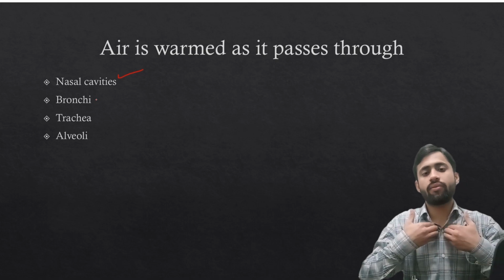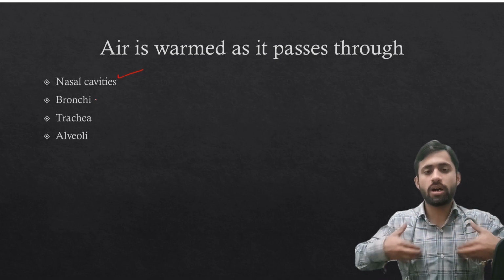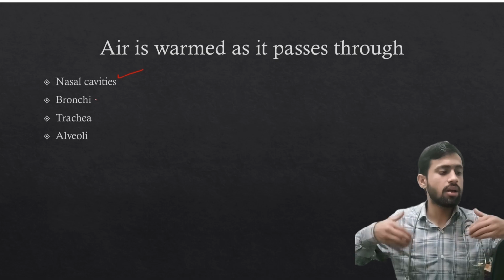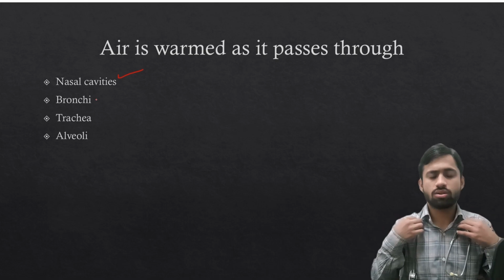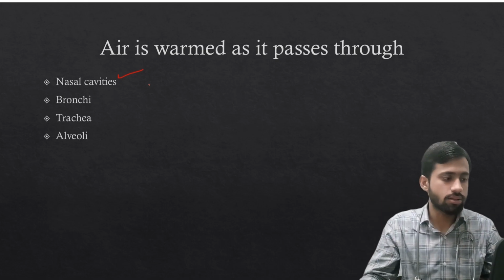Bronchi is right over here, where the trachea bifurcates into two parts that move into the two lungs. Alveoli are present inside the lungs. So air is warmed in the nasal cavities. So alpha is the right answer.